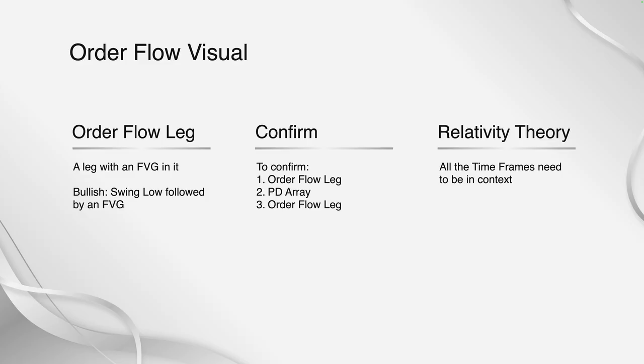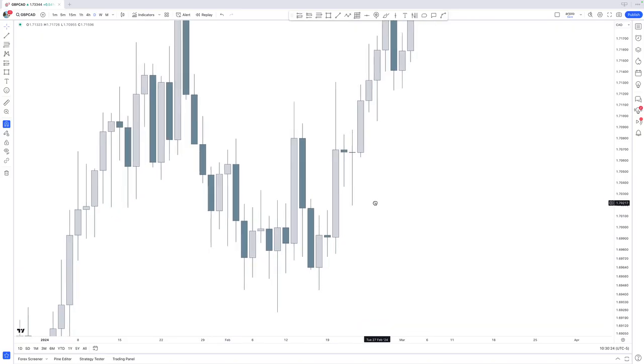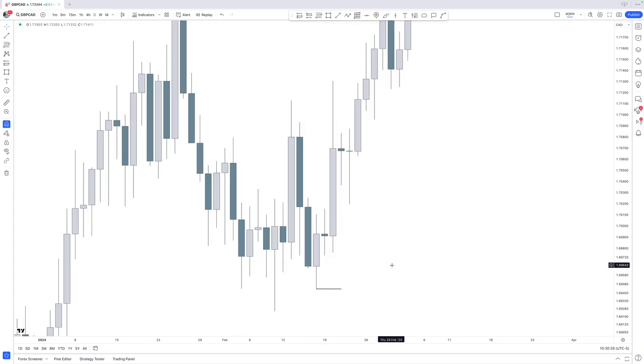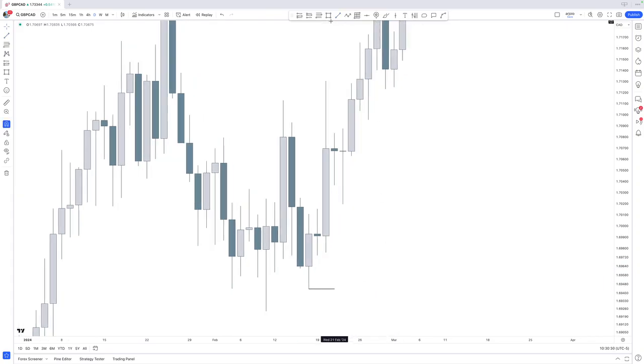To confirm, we have a first order flow leg higher right there. We have a PD array, and we have a third order flow leg right there as well. So what does that actually look like? What do I mean by that? All right, here, the same example with this order flow leg higher right there. We are leaving behind PD arrays, and those PD arrays are the fair value area right there. We have the fair value gap itself sitting right there as well.